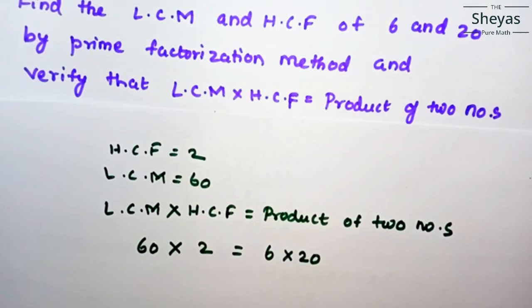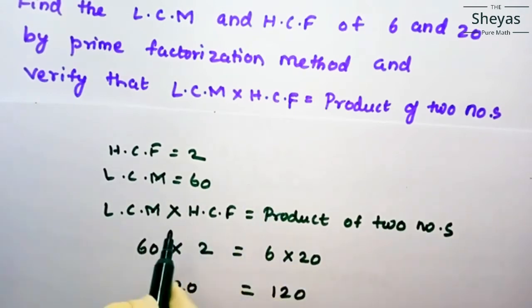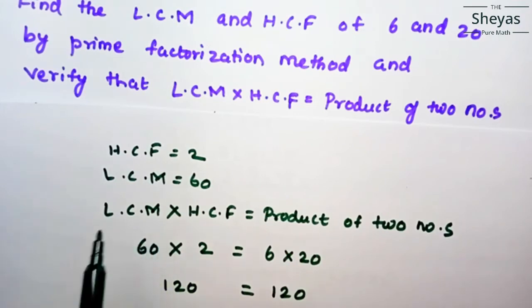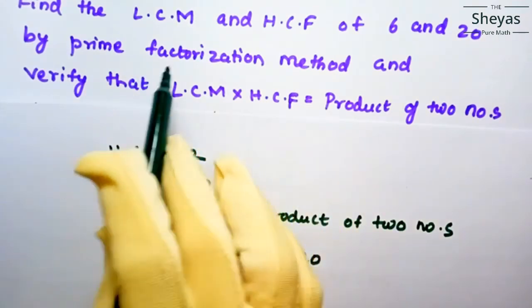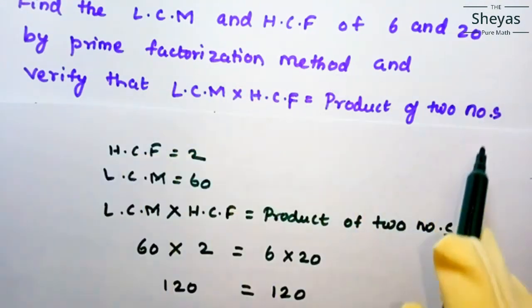Okay. Now 60 into 2 is 120. And again 6 into 20 is 120. Both are the same. Both are equal. Hence LCM into HCF is equal to product of two numbers. We have verified this rule.